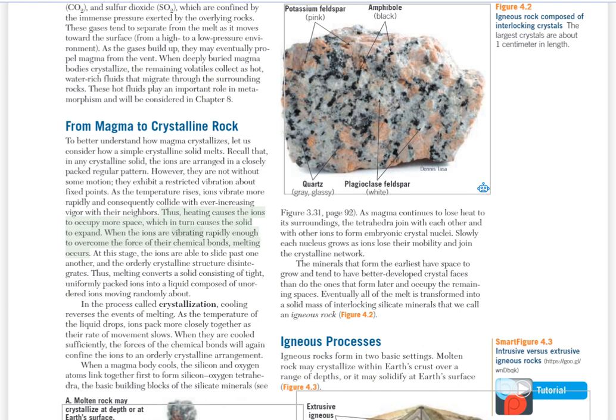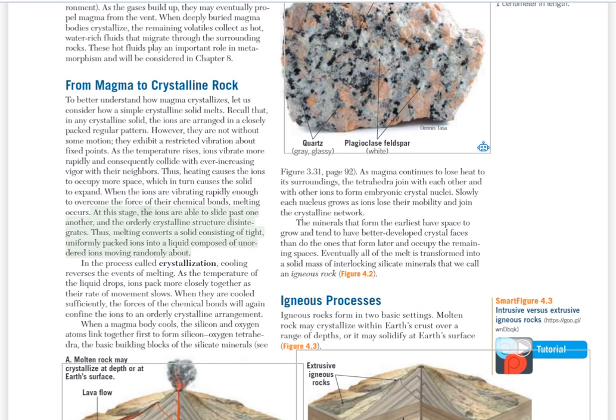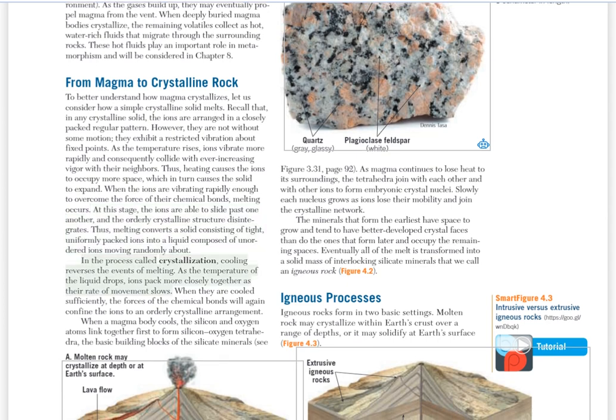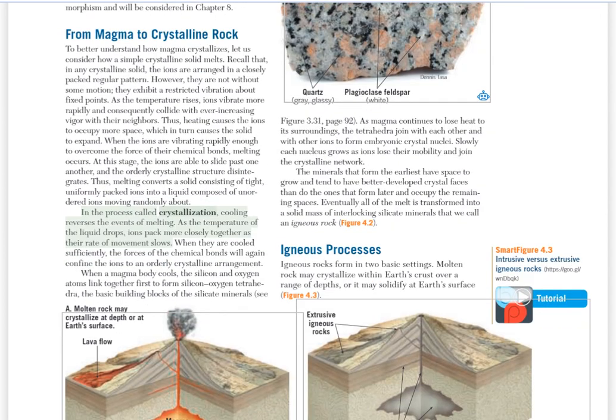When the ions are vibrating rapidly enough to overcome the force of their chemical bonds, melting occurs. At this stage, the ions are able to slide past one another, and the orderly crystalline structure disintegrates. Thus, melting converts a solid consisting of tight, uniformly packed ions into a liquid composed of unordered ions moving randomly about. In the process called crystallization, cooling reverses the events of melting.